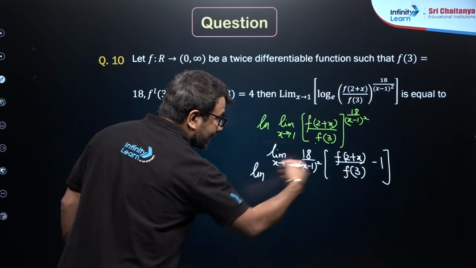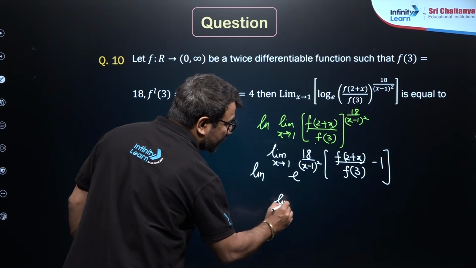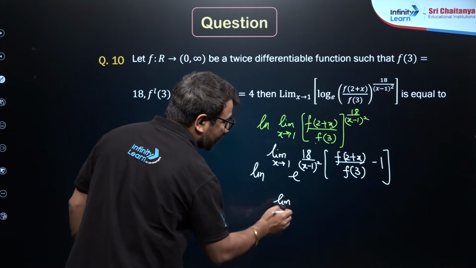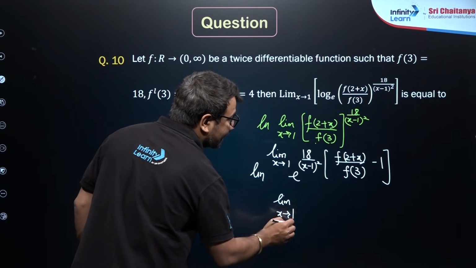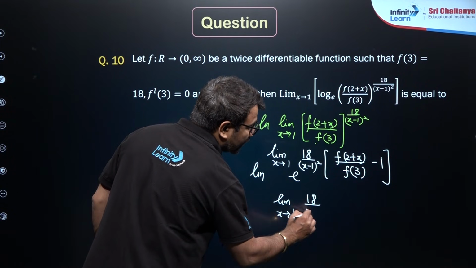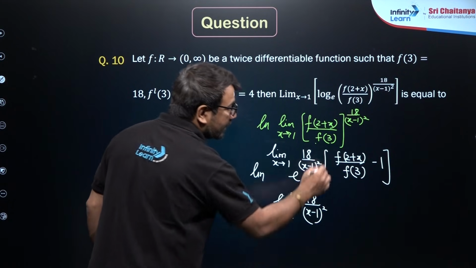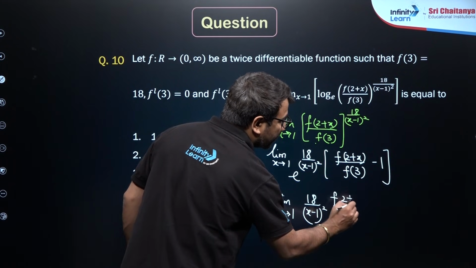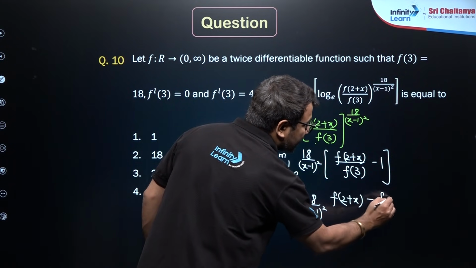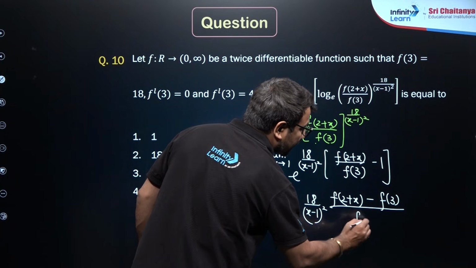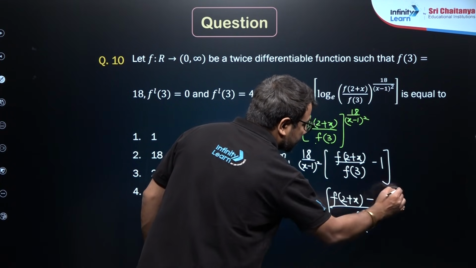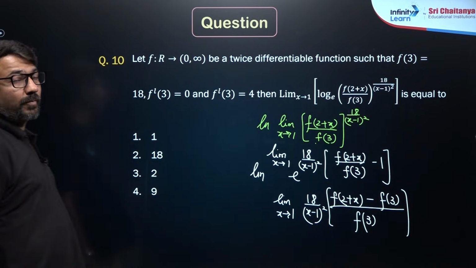So this entire thing will be converted to only the limit part, because ln e raised to the power something will be something only. Limit x tending towards 1, 18 over x minus 1 whole square. If you simplify this, you will have f of 2 plus x minus f of 3 whole divided by f of 3. Now you have to apply the L'Hopital rule.